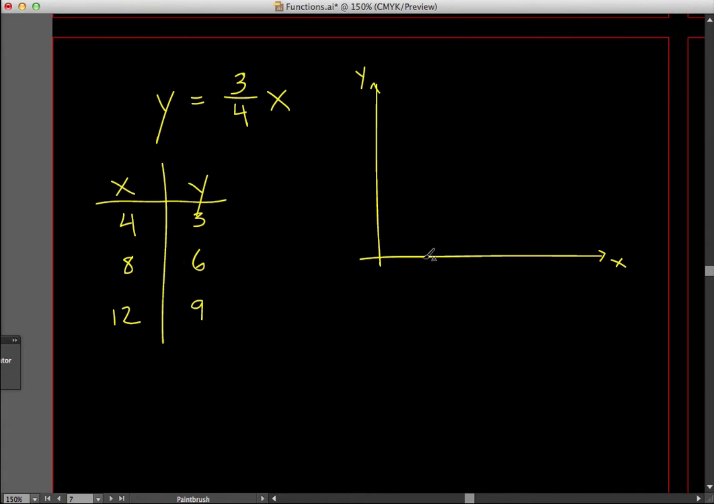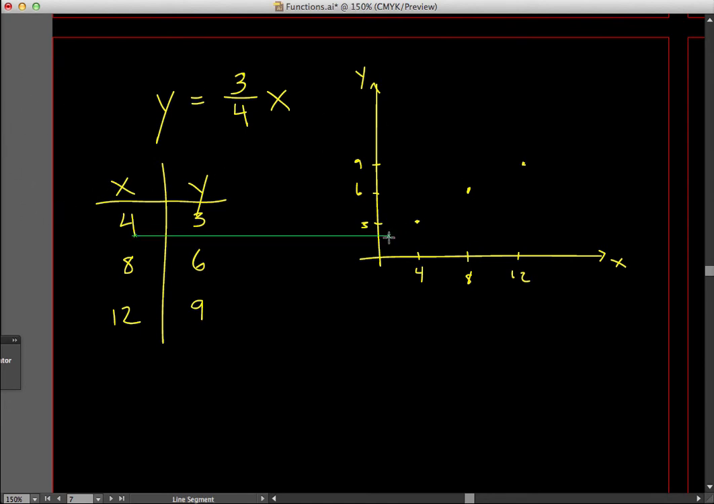All right, let's make some points here. Let's see, 4 corresponds to 3. And then we get 8 corresponds to 6. And then 12 corresponds to 9.